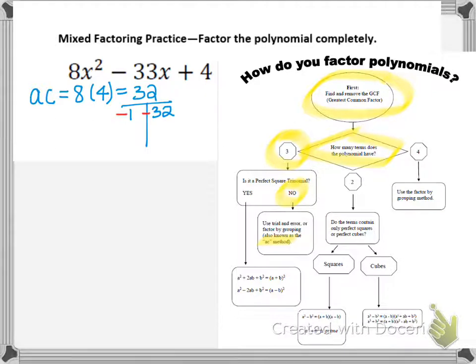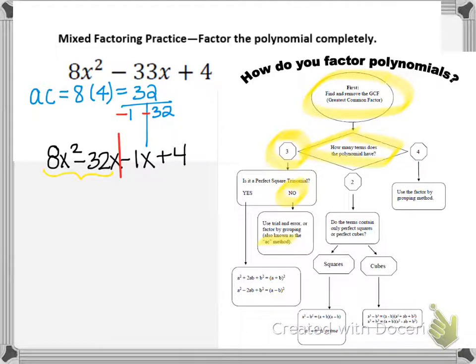So now I'm going to rewrite my trinomial as a 4-term polynomial. So I'm going to rewrite it as 8x squared minus 32x minus 1x plus 4. You'll notice I switched the order than I had in my chart. I wanted the minus 32x to be paired with the 8x squared just because it seemed more natural to me to see the GCF of 8x.